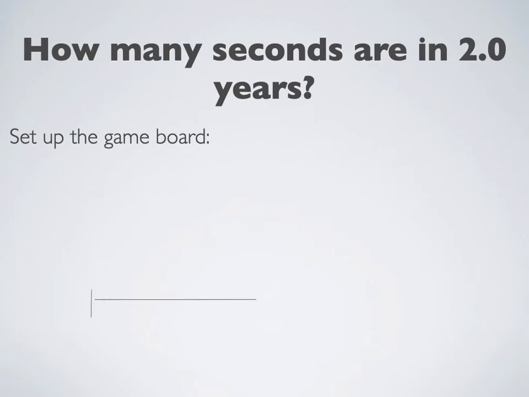Set up the game board. First step, always, always, always: start with your given. Where? Top left corner.